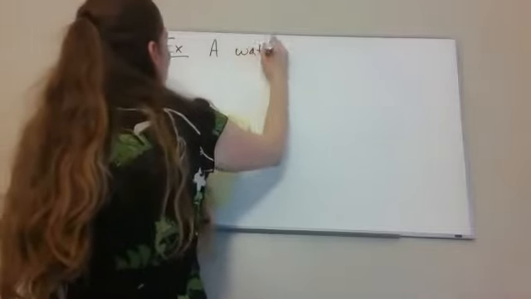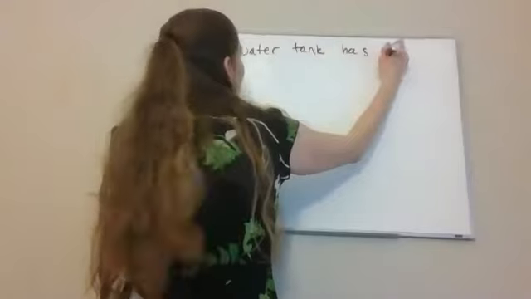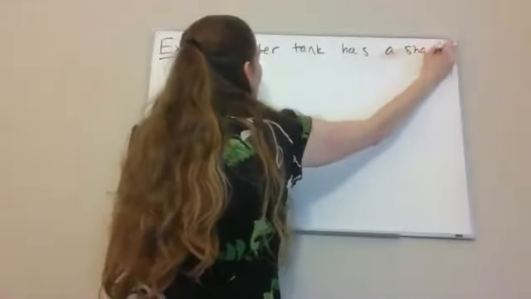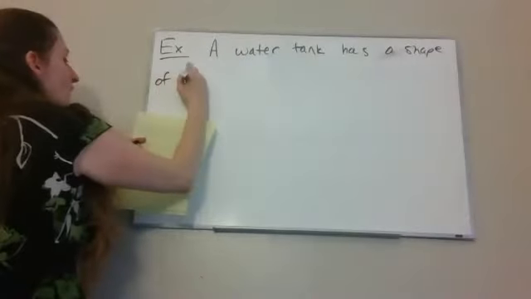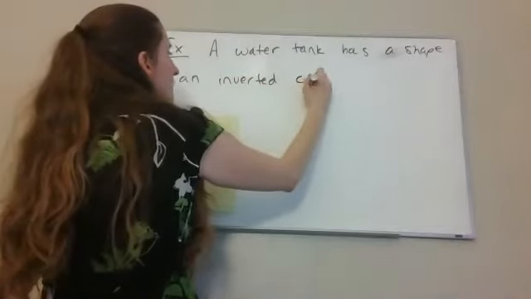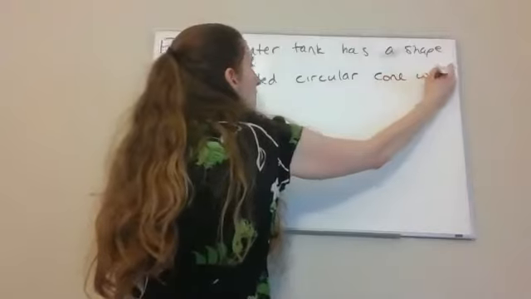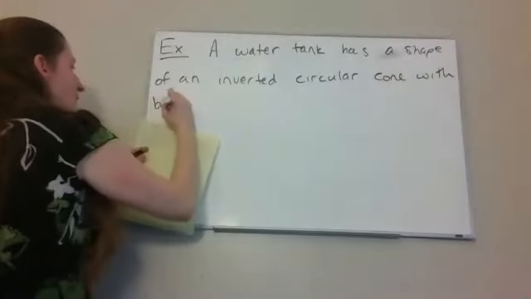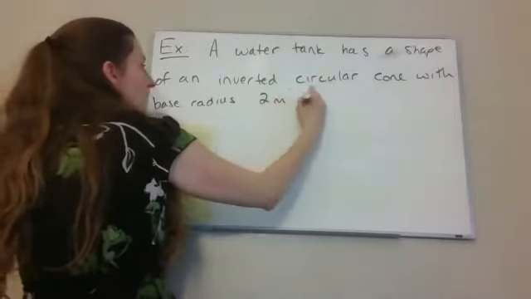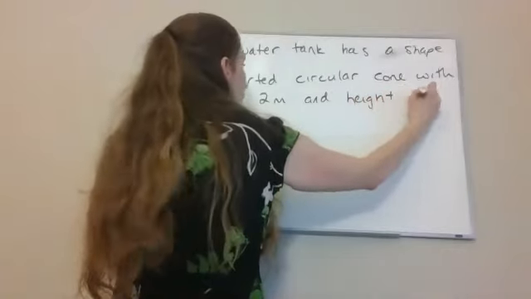So we have a water tank. And this water tank has a shape of an inverted circular cone with base radius 2 meters and height 4 meters.